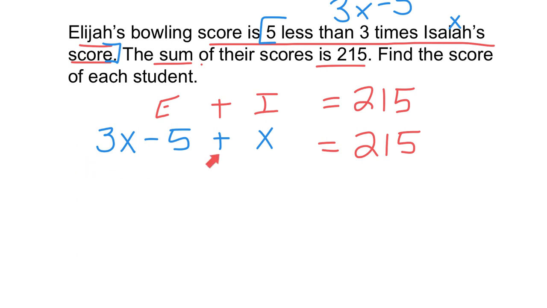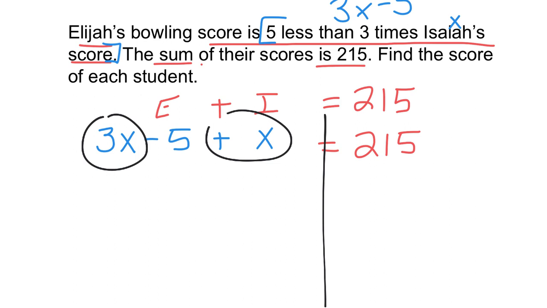So Elijah plus Isaiah equals 215. And I'm going to solve that. So to solve that, first thing I need to do is combine terms. So I have a 3x with an x. So I really end up with 4x minus 5. And I can add that 5 to cancel it.